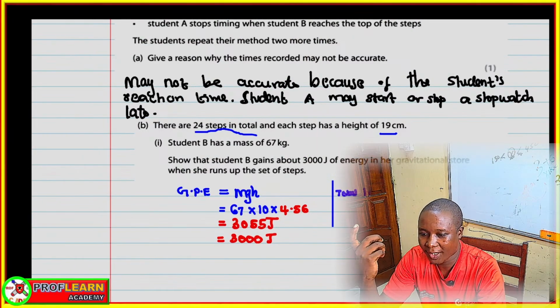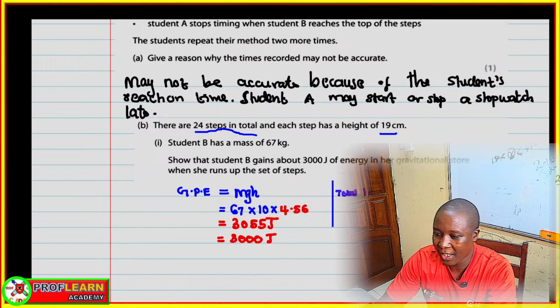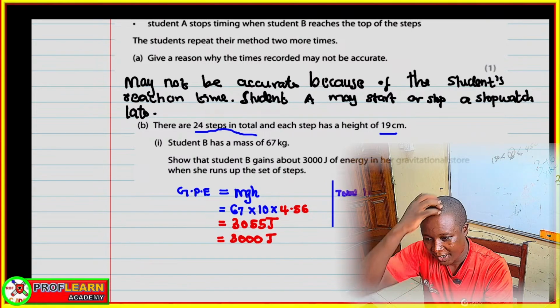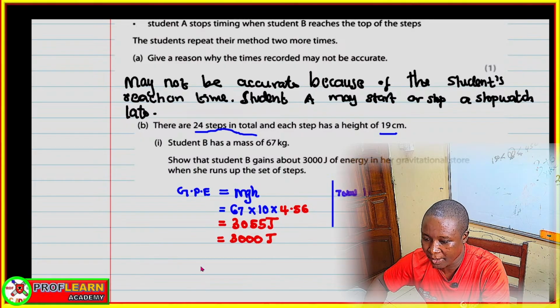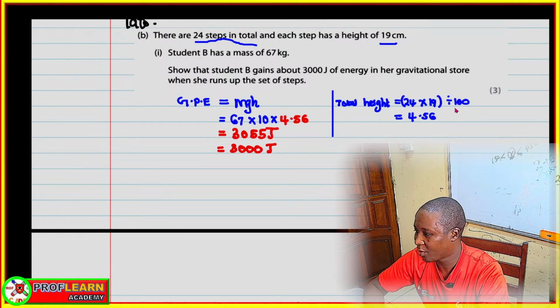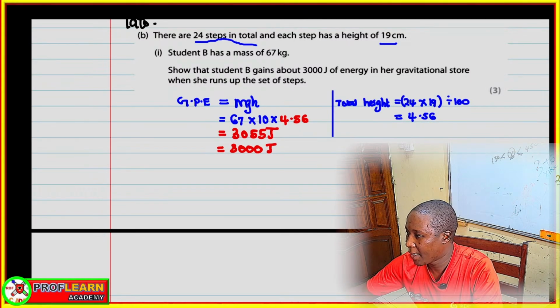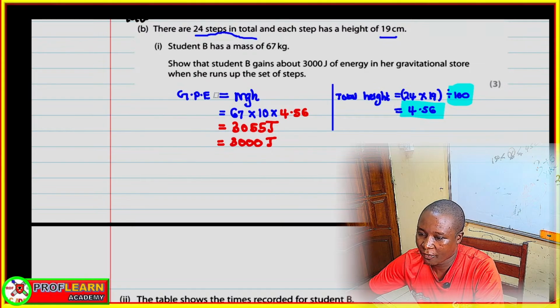Remember, for you to work out energy or gravitational potential energy, you must have your units in SI units. In this case, we have to convert now the distance we have gotten in centimeters, because 24 times 19 will be in centimeters. Then you have to divide that by 100 so that you can have it in meters.